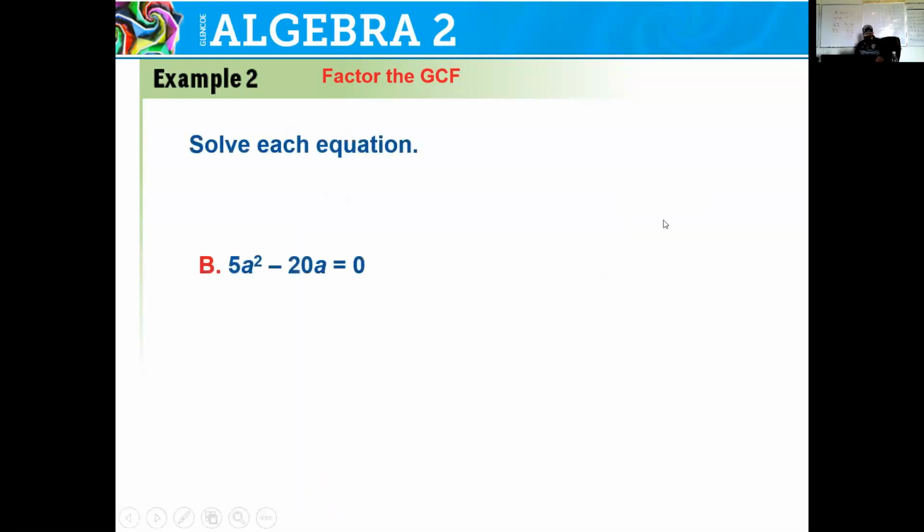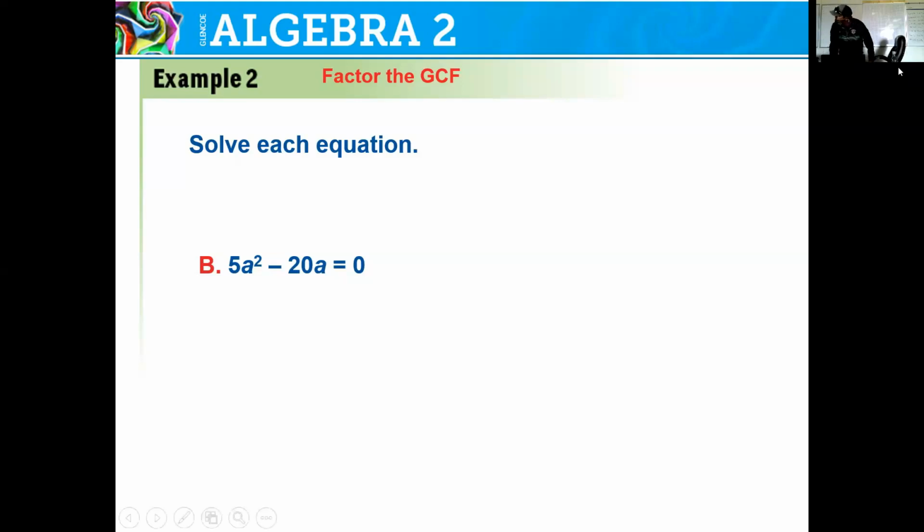All right, so here we have another one. We have 5a squared minus 20a. Let's set equal to 0, and we're solving for the variable a. So we're finding its roots.